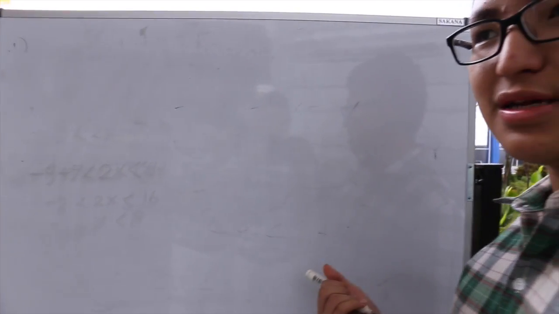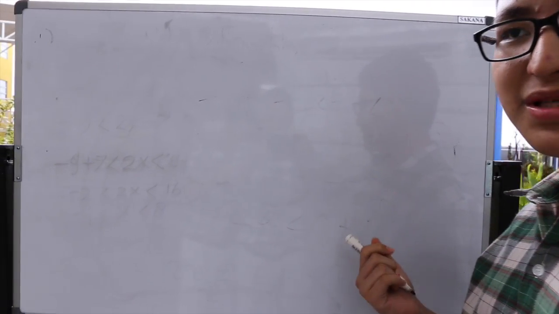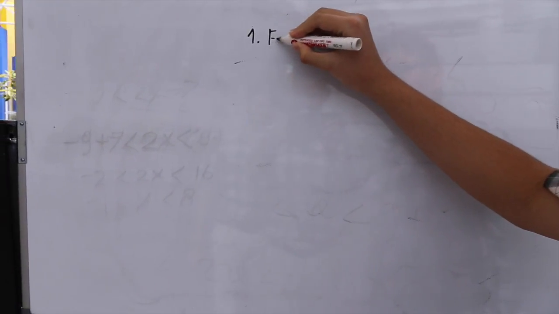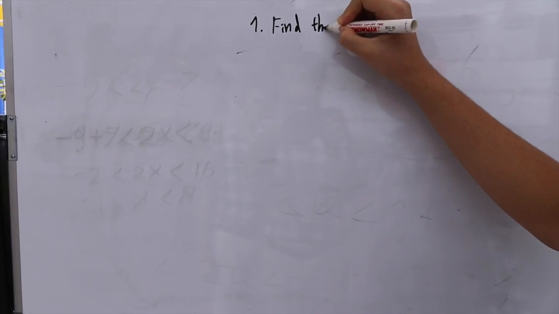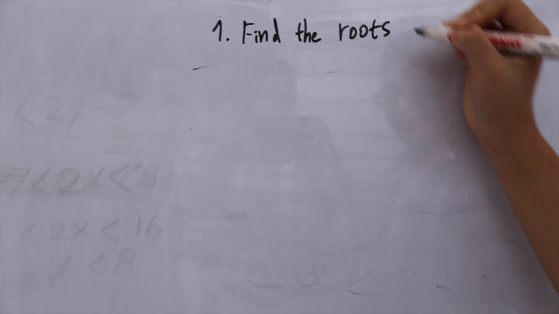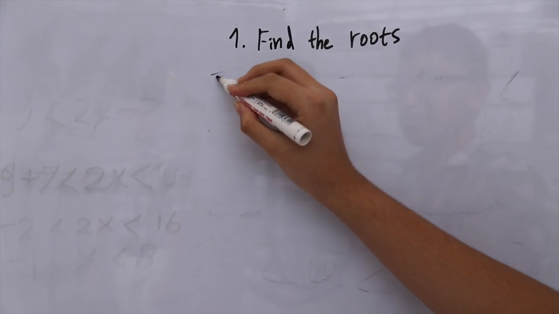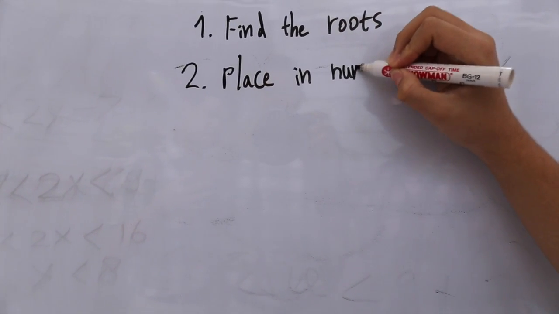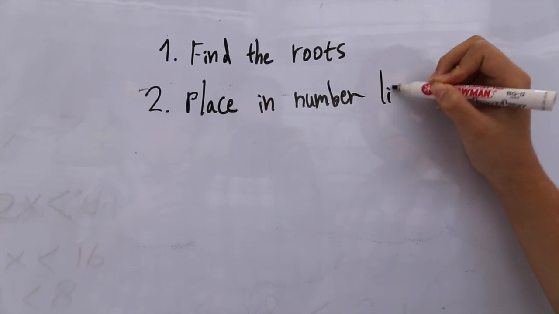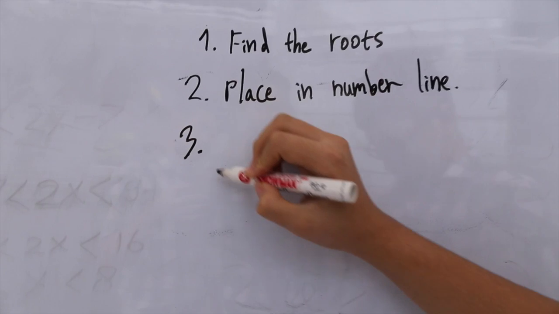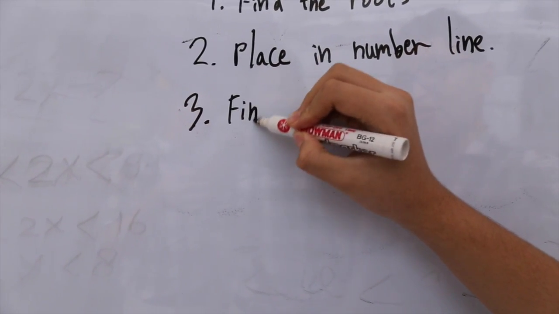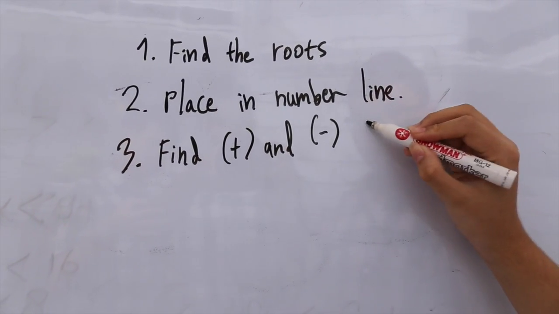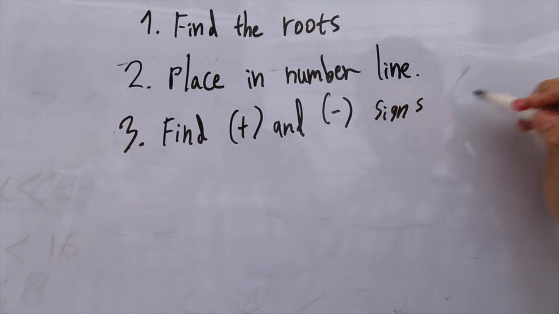It's easy for us to study quadratic inequalities. I have some steps here that can help us. First of all, we need to find the roots of the inequality. Number two, we need to place them on a number line. Third, we need to find the positive and the negative signs of the equation on the number line.